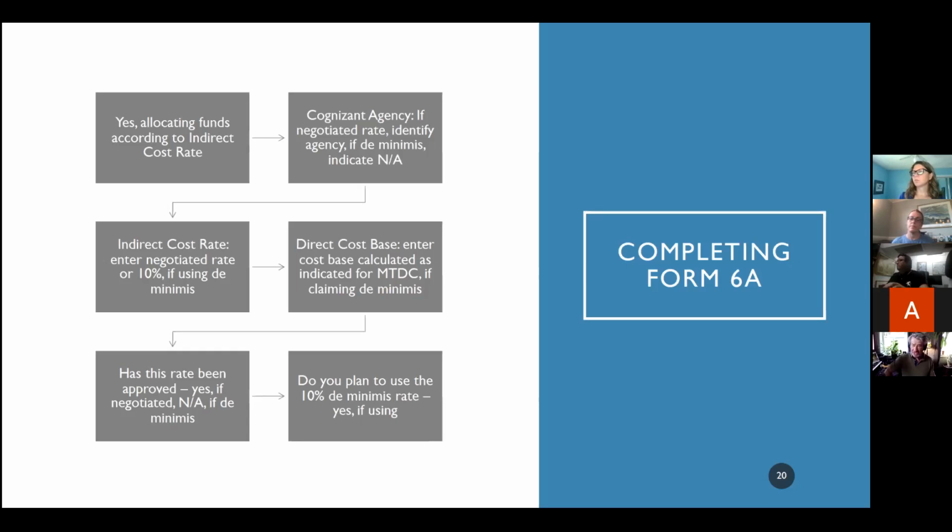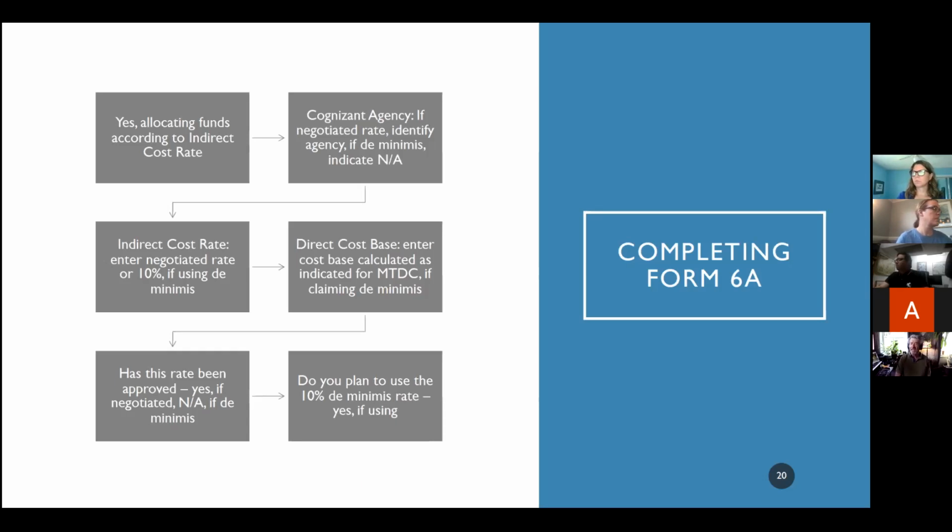Then the next question you'll have comes after the table. It's one of the questions below that. It's going to say, has this rate been approved? Again, if you've got a negotiated rate, you're going to say yes or no. If you're using the de minimis rate, you say not applicable, because that's not something that is approved by an agency. And then finally, they ask you yet again, do you plan to use the 10% de minimis rate? As the last question, of course, the answer to that is going to be yes.